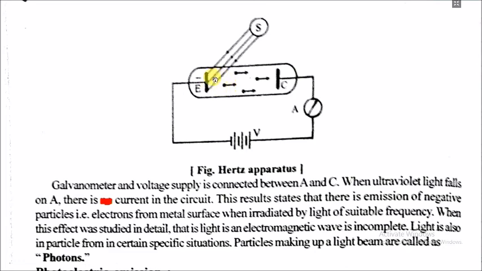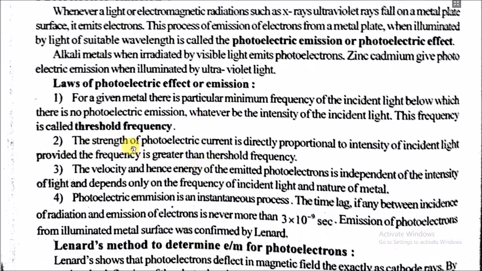If any time gap is there, it should not be more than 3 into 10 raised to minus 9 second, so that this photoelectric emission process is called the instantaneous process. There is no gap between incidence of light and the ejection of electron. So these are the four laws of photoelectric effect or photoelectric emission.